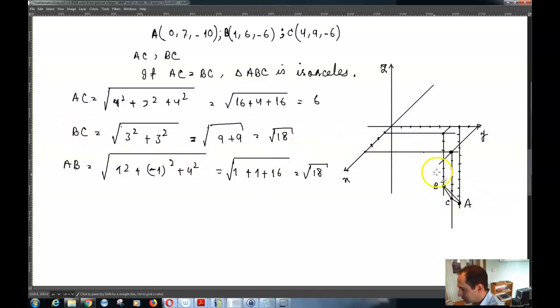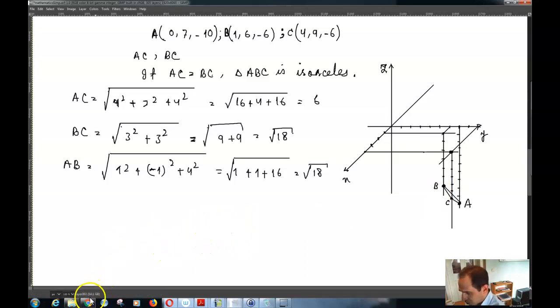That means that BC, this distance over here, BC, is actually the same thing as AB, which is basically this distance over here. These two are actually equal distances, but if you think of this in three-dimensional space, from this diagram, it's not very clear.